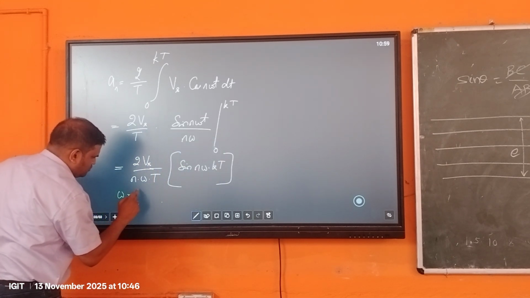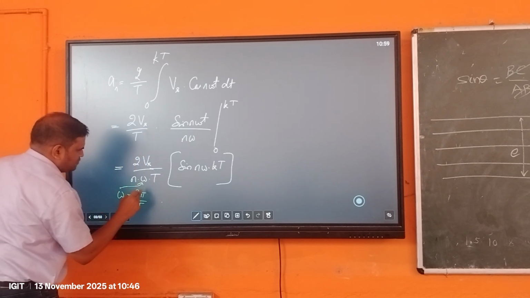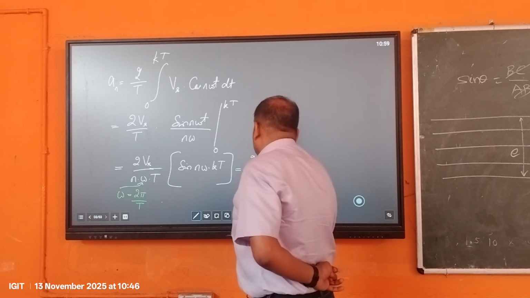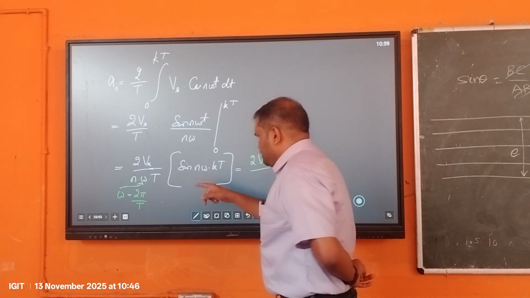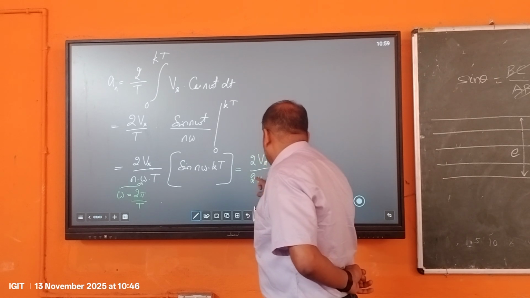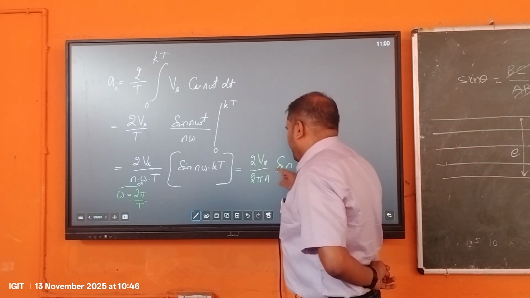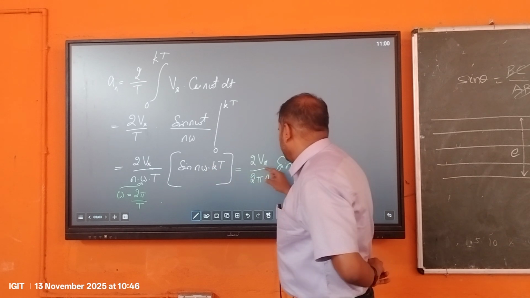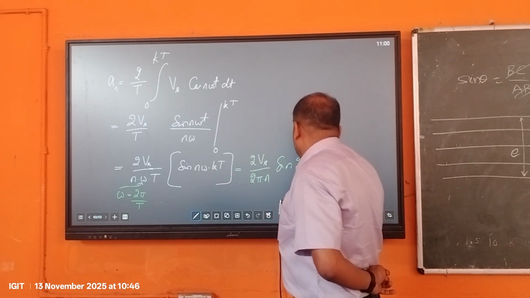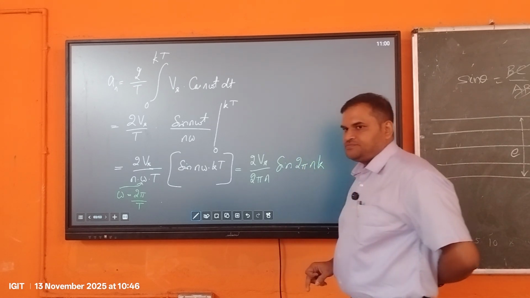What is omega? Omega is equal to 2 pi by capital T. If we substitute this value, we are getting this as 2 Vs by T, and T cancels out, giving 2 pi n. Correct? And this will be sine of n omega T. This is 2 pi by T we can write down here, so T cancels out, giving 2 pi n into k.